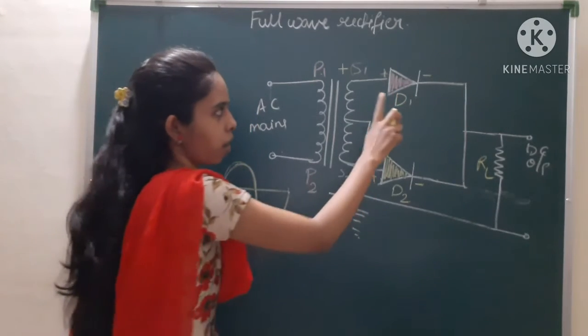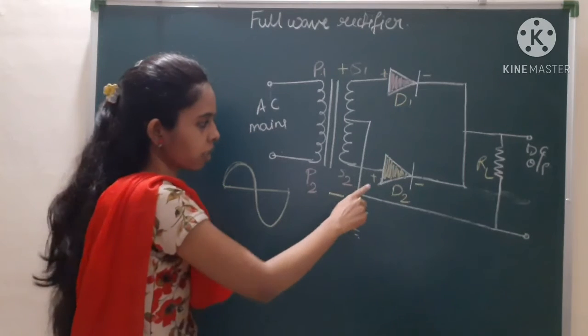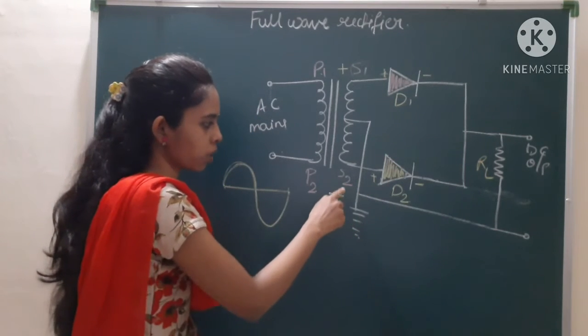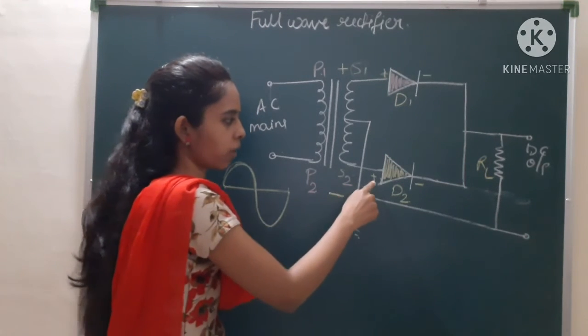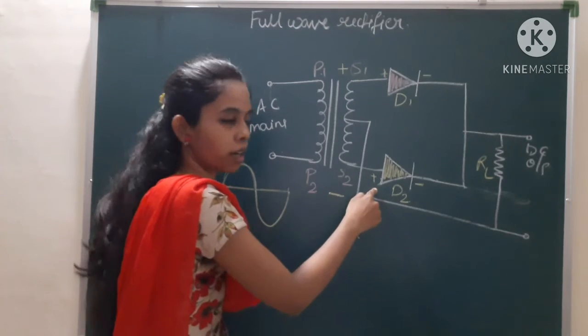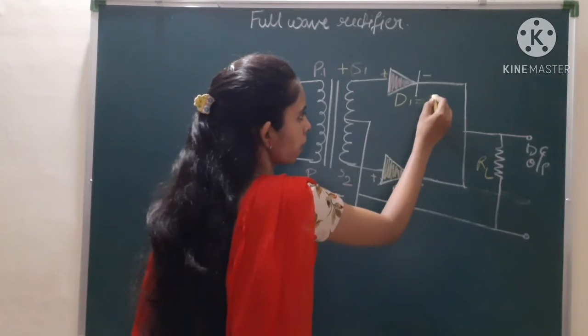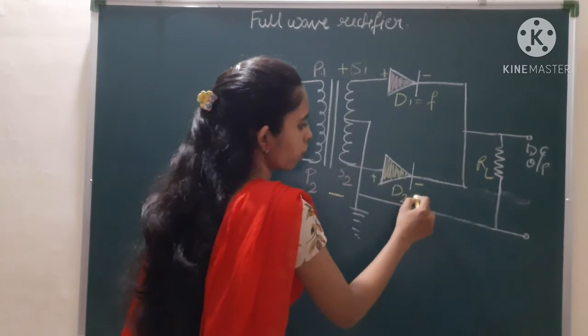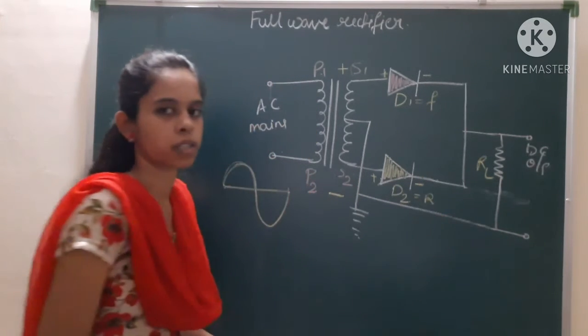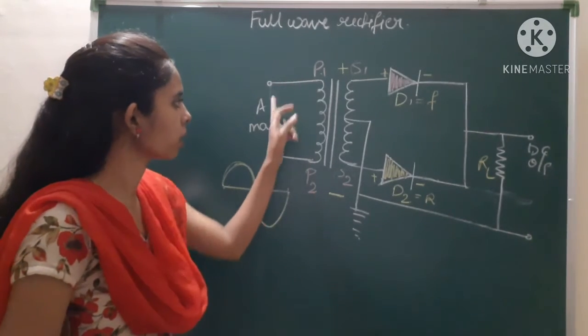Now see, now only this diode is going to work. If you can see here, this is the plus of this diode and this S2 will become negative. So negative and positive. So therefore this diode will not work because it is in reverse bias. So therefore D1 will become forward bias and D2 will become reverse bias. Are you understanding?